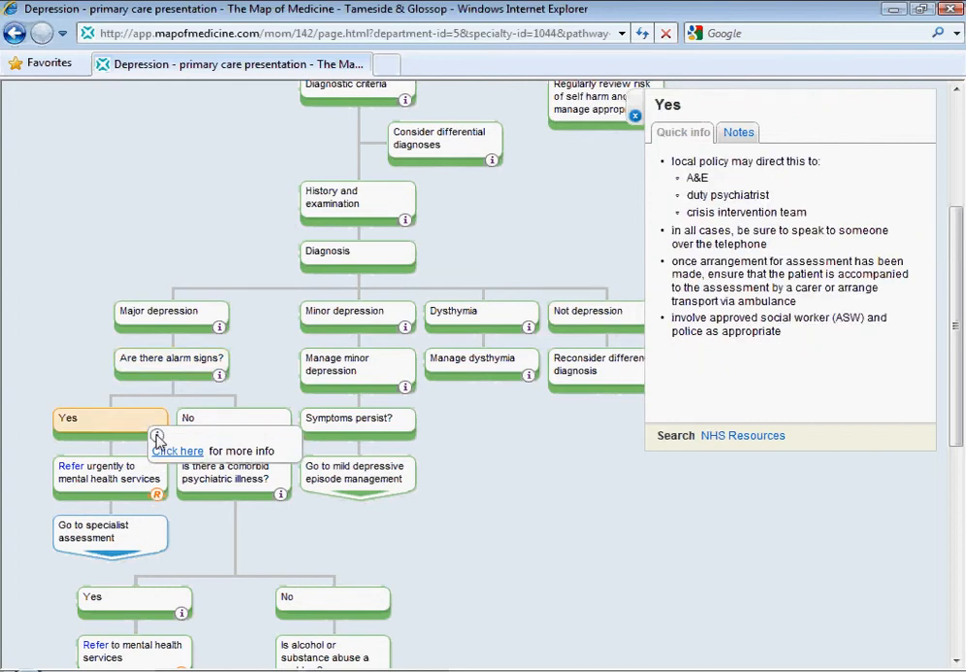So if I click on yes, it's asking me to consider what the local policy is, and in all cases be sure to speak to someone over the telephone. At this point, I'd pick up the phone and speak to the A&E liaison nurse and ask for her advice and assistance.